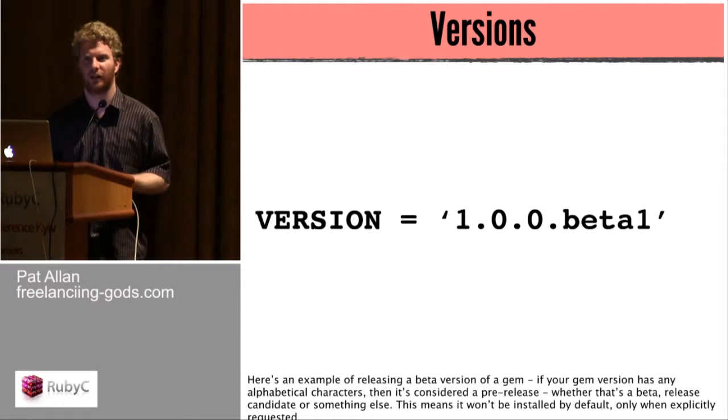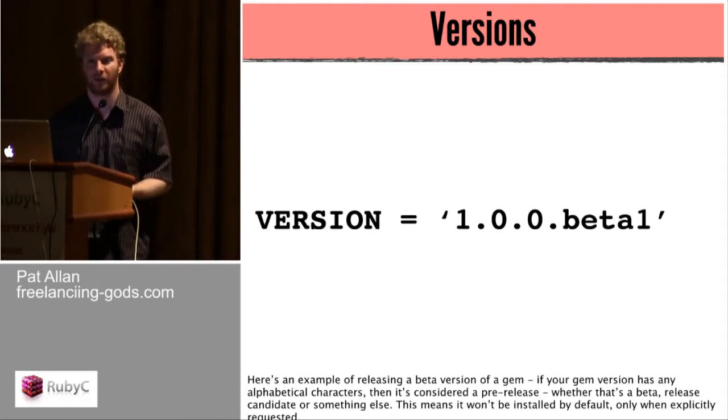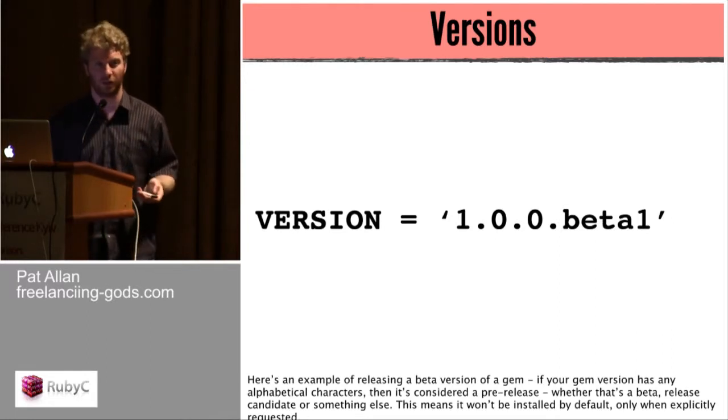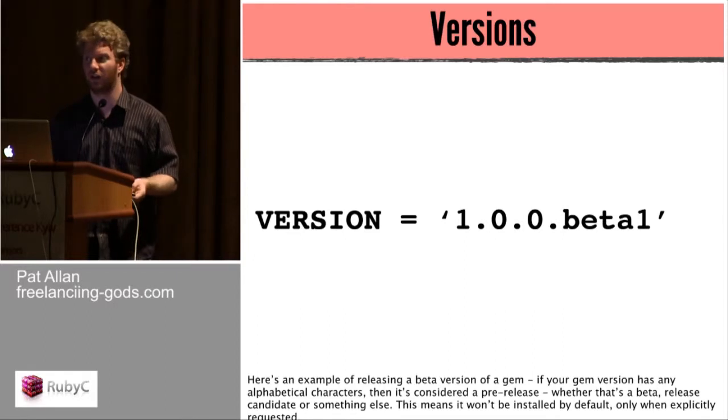Now, if you want to release a gem that's some kind of pre-release, whether it's a beta or a release candidate or whatever, then all you need to do is put an alphabetical letter in your version number. Doesn't have to be beta, doesn't have to be RC, it can be anything. As long as it's not a number or a full stop, then RubyGems considers that a pre-release. And this is useful because pre-releases don't get installed by default. So it's a great way of releasing gems, but not forcing it upon anybody who just does gem install Kiev. They have to explicitly ask for a pre-release version.